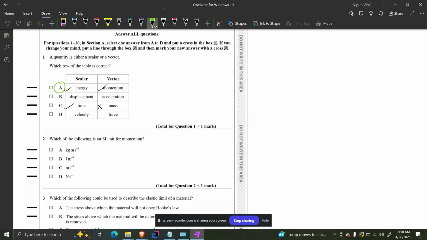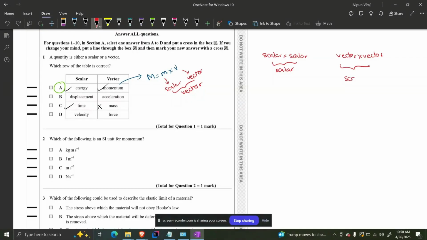Another important thing to note is that momentum is equal to mass into velocity. Mass is a scalar and velocity is a vector. So when you multiply a scalar by a vector, you get a vector itself. And it's better if you remember, if you multiply a scalar by a scalar, you still get a scalar quantity. But if you multiply a vector by a vector, generally, not always, generally you get a scalar quantity again.